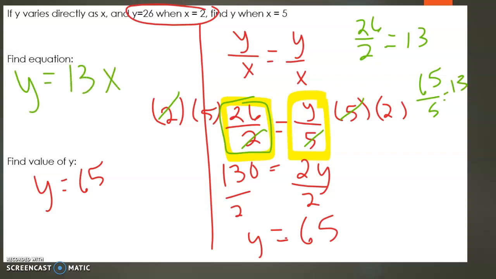This is a review of a concept we have covered in class. It is getting you better at direct variation.